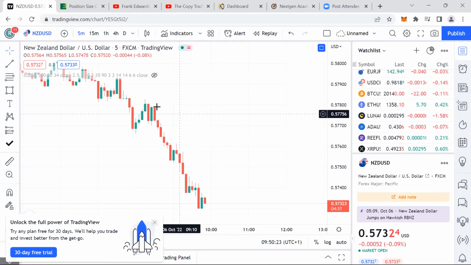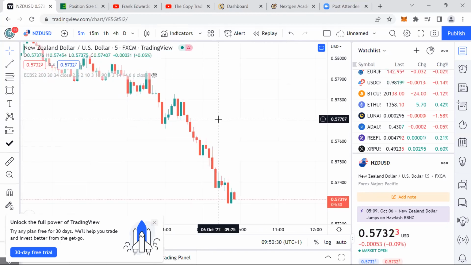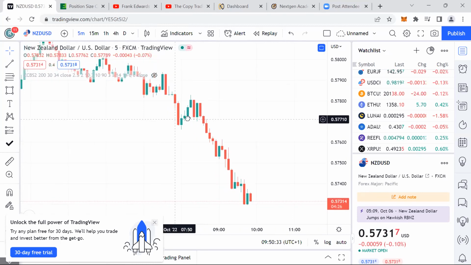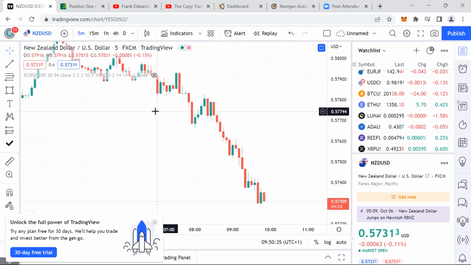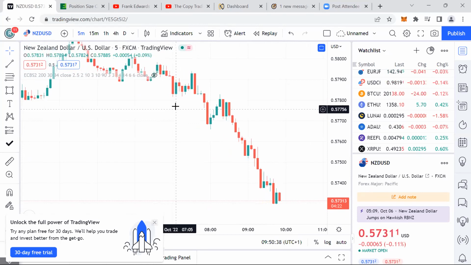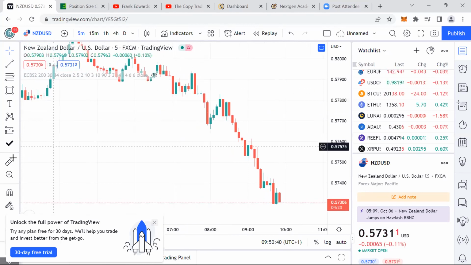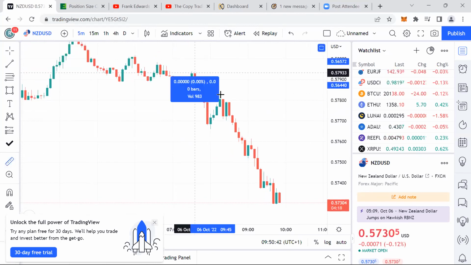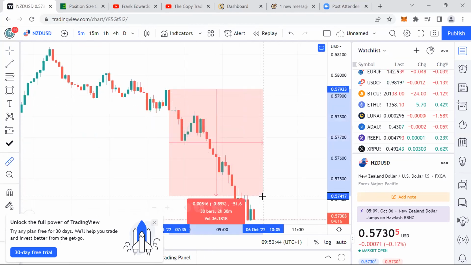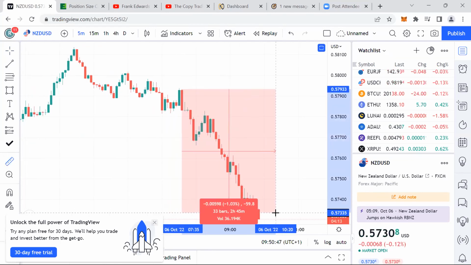Oh, this has been dropping since morning. Wow. You can see how powerful this Newton Index is. Since 7 a.m., it's been dropping. So it pulled back now and it's continued to drop. That's over 60 pips it has already dropped today.